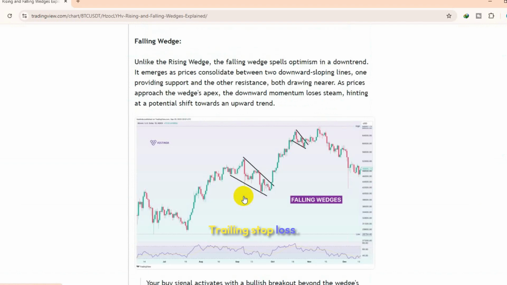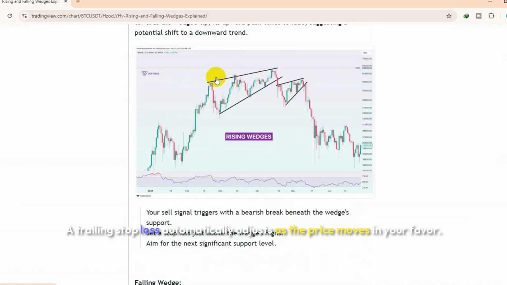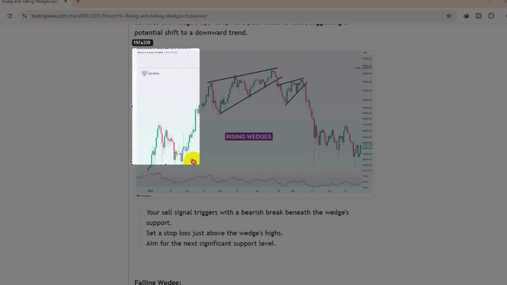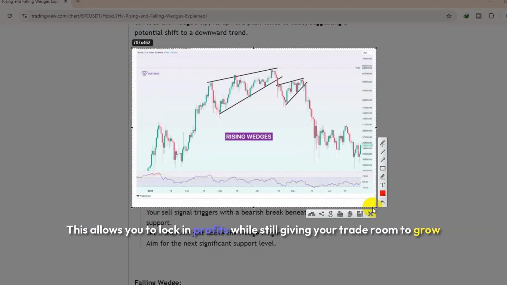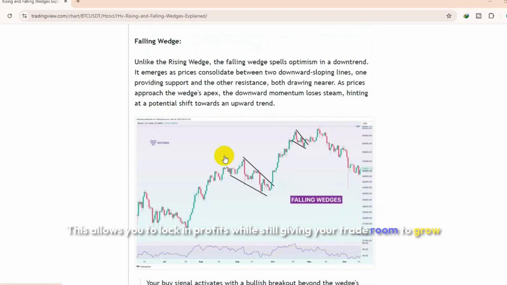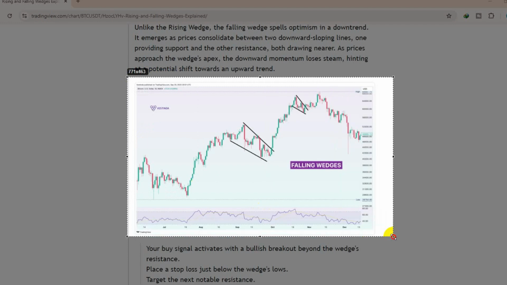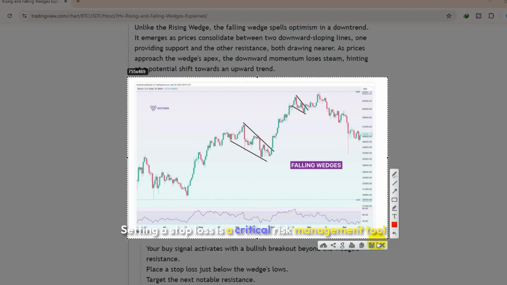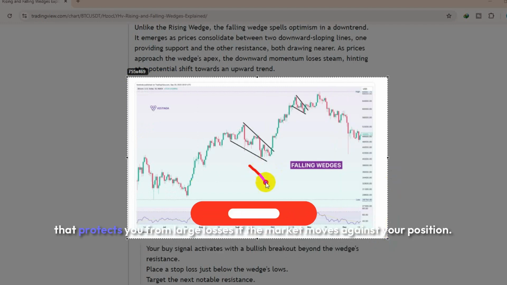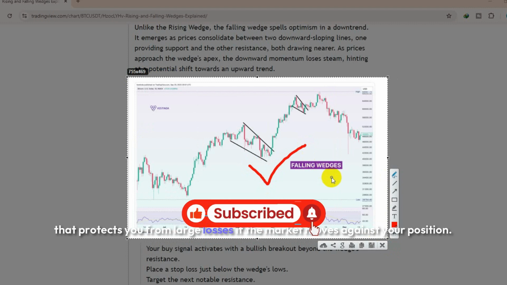Trailing stop loss. A trailing stop loss automatically adjusts as the price moves in your favor. This allows you to lock in profits while still giving your trade room to grow as the price moves further in your favor. Setting a stop loss is a critical risk management tool that protects you from large losses if the market moves against your position.